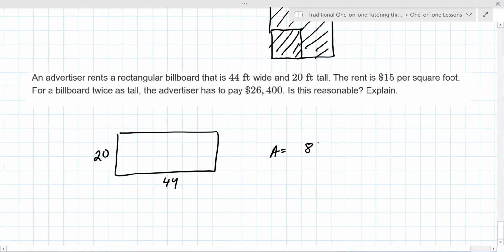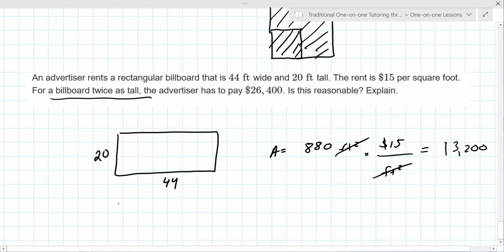880 feet squared, right? And you're paying $15 per foot squared. So see how the feet squared cancel? Could you multiply that number by 15 and give me your total? 13,200.